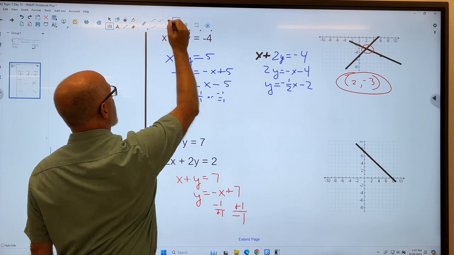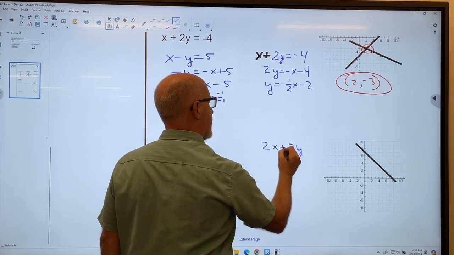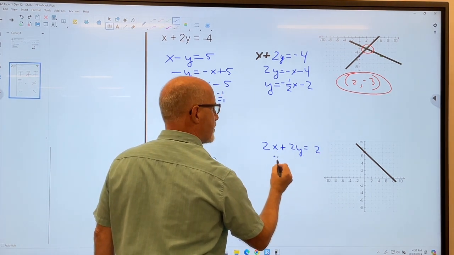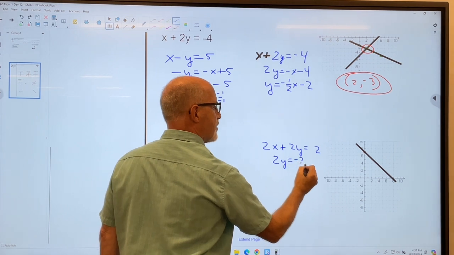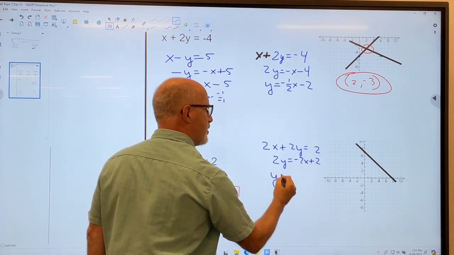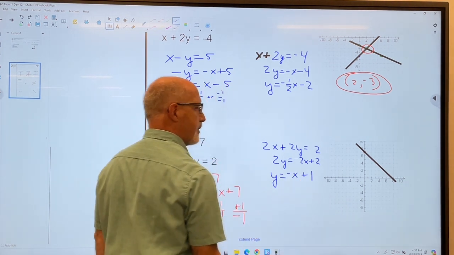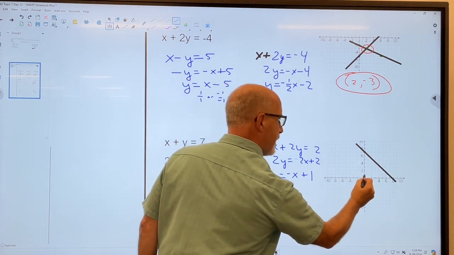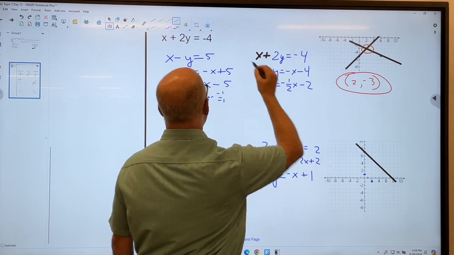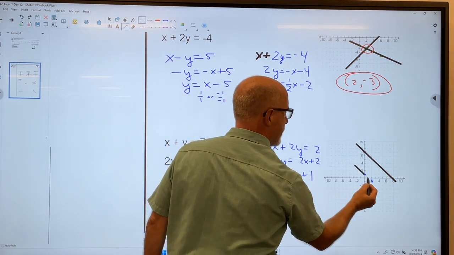Okay, let's do the other one. So we'll do this one in blue. So that's 2x plus 2y equals 2. Subtract 2x from both sides, so you get 2y equals -2x plus 2. And if you divide everything by 2, you get y equal to -x plus 1. So this says start at 1 and then go down 1 over 1. Same slope, notice, so it gives me that same slope look. Or draw a line, it's right through there.